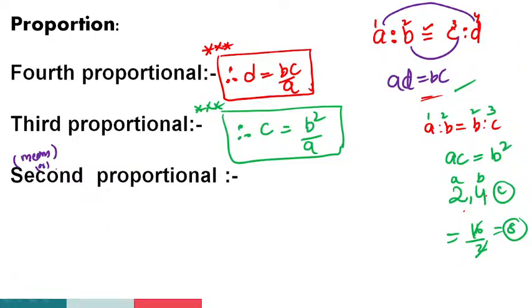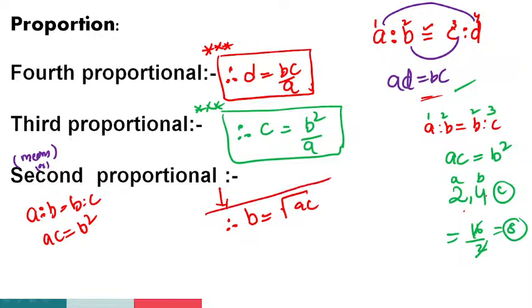And coming to the second proportion or mean proportion. For example, A is to B is equal to B is to C. Okay, so proportion formation, AD is equal to BC like this, and AC is equal to B into B, B square. Okay, so we have to find out the second proportion or mean proportion. It means find out the B value. B is equal to root of AC. Just remember only the formula, guys.